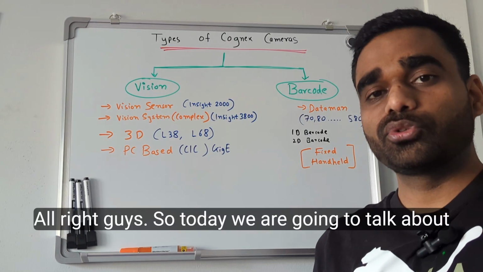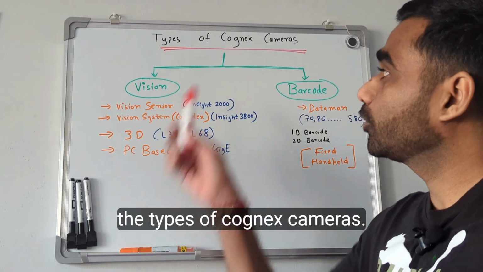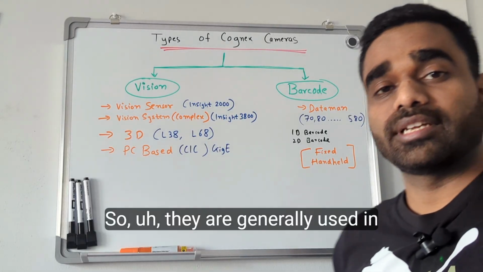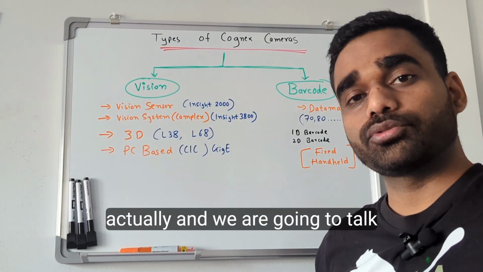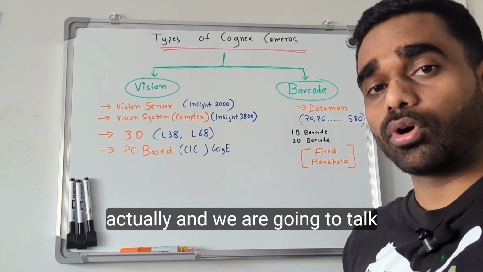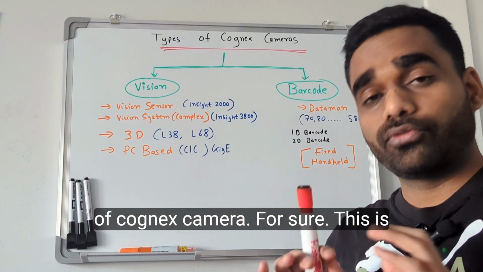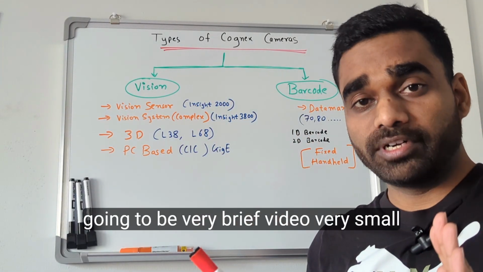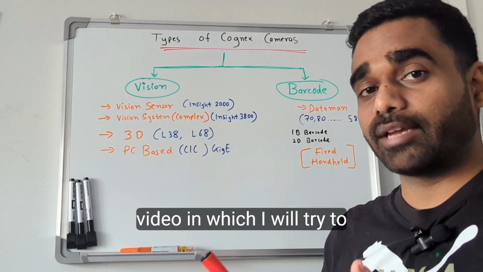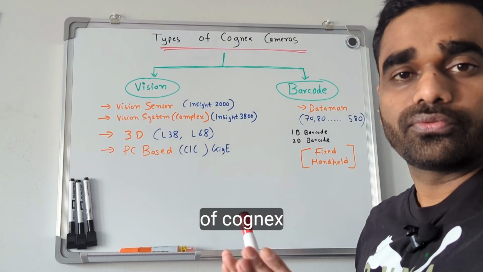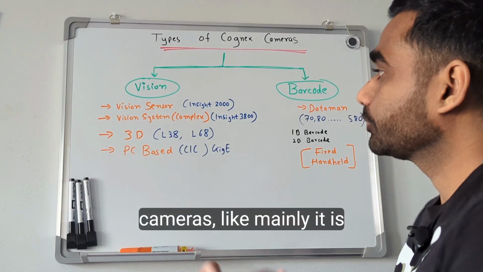Alright guys, so today we are going to talk about the types of Cognex cameras. They are generally used in the industries for machine vision, and we are going to talk about what exactly the types of Cognex camera are. For sure this is going to be a very brief video, in which I will try to explain almost all types of Cognex cameras.